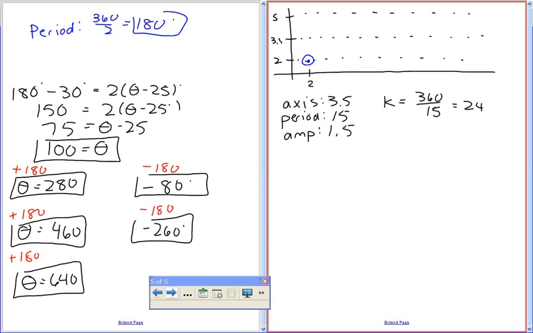Okay, where's the next point of my graph? If I know there's a minimum at time equals 2, what's my next minimum? 17. That's good, right? So we're going to look here to 17. What's the next point to the right of that going to be? 32, I think I did my math right. Okay, that's all well and good.